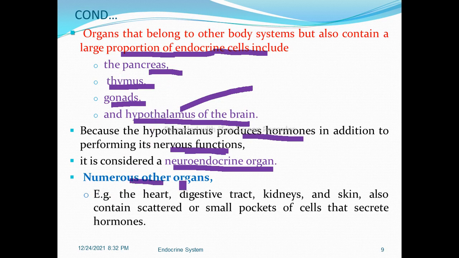Also, numerous other organs like the heart, digestive tract, kidney, and skin contain scattered small pockets of cells that secrete hormones. Some tissues found in these also secrete hormones. Okay.